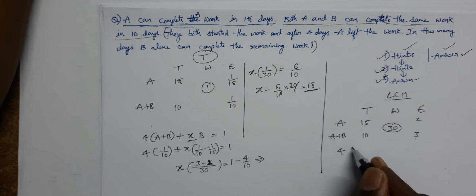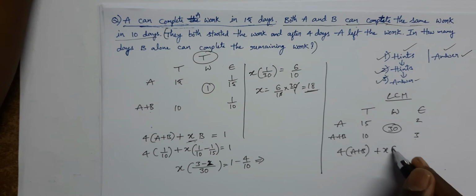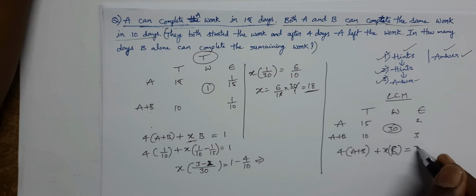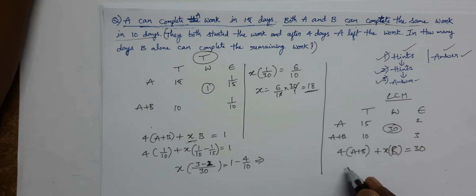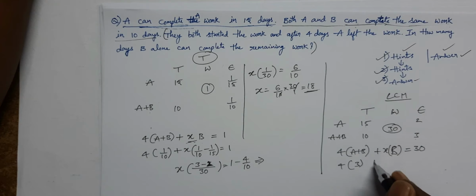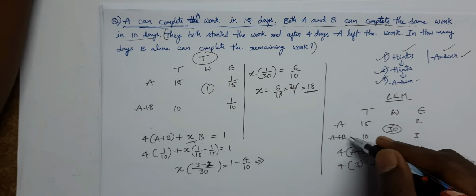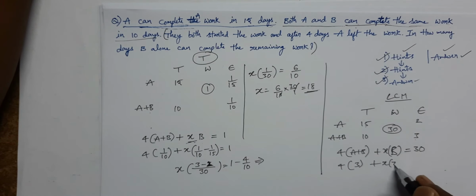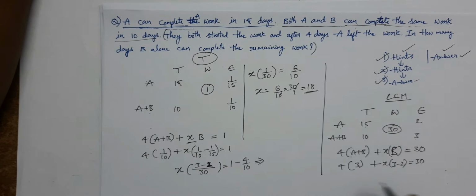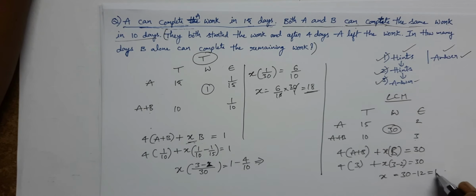Now again, third step: 4 into (A plus B) plus X into B equals 30. The efficiency of A plus B is 3, and I don't know the efficiency of B, so I'm taking A plus B minus A, 3 minus 2, equals 30 minus 4 threes, which are 12. I'm taking this side. X into (3 minus 2) is 1. So X is 30 minus 12, which is 18.